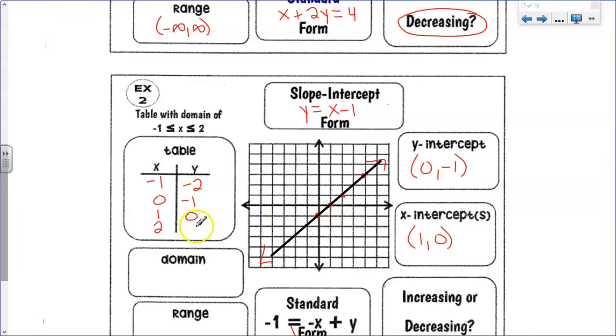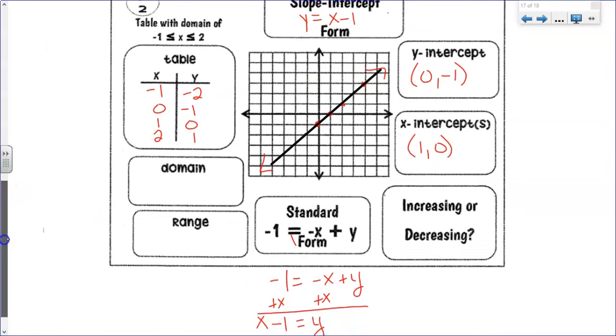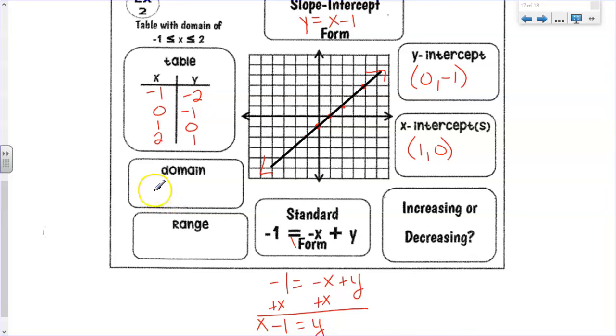2 is 1. Okay, again, a linear function goes on forever and ever from left to right. So the domain is -infinity to infinity. The range, -infinity to infinity. And this has a positive slope. It's going from low to high, so it is increasing.